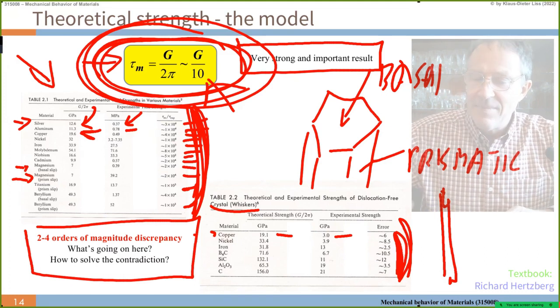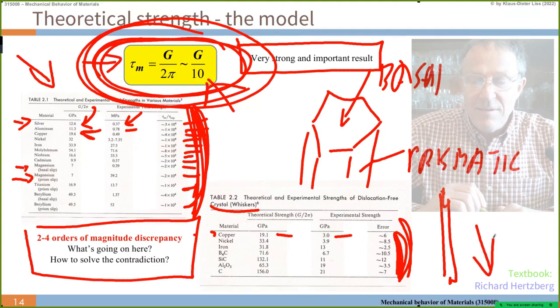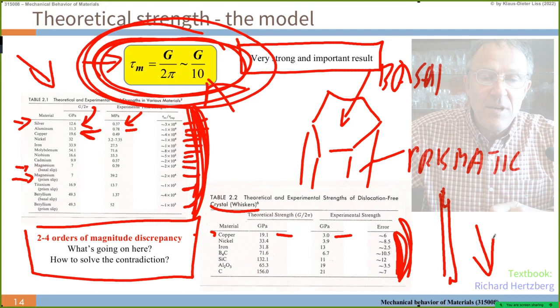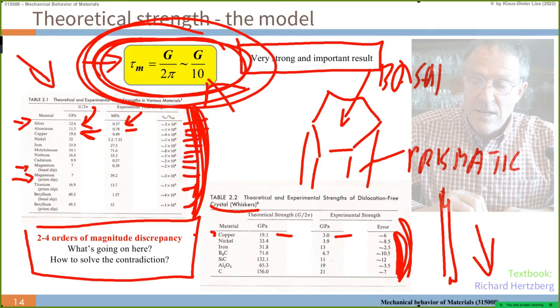If you don't have an idea, keep listening to the lecture, and also we refer to the textbook where you can look up further. So much on the dislocations are written in the textbook by Richard Herzberg.